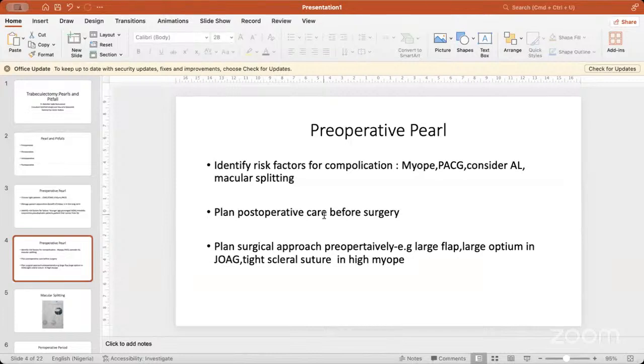If you see an axial length of less than 21, you know you are in for problems. And if you see an axial length of more than 25, 26, those are high myopes. These are the patients that can have hypotony. And these are the patients that can have malignant glaucoma. We have had a couple of patients that had malignant glaucoma. And also macular splitting; what it means is that you need to check the visual field. I have a picture showing macular splitting that we saw in one of our patients. And you also plan post-operative care before the surgery.